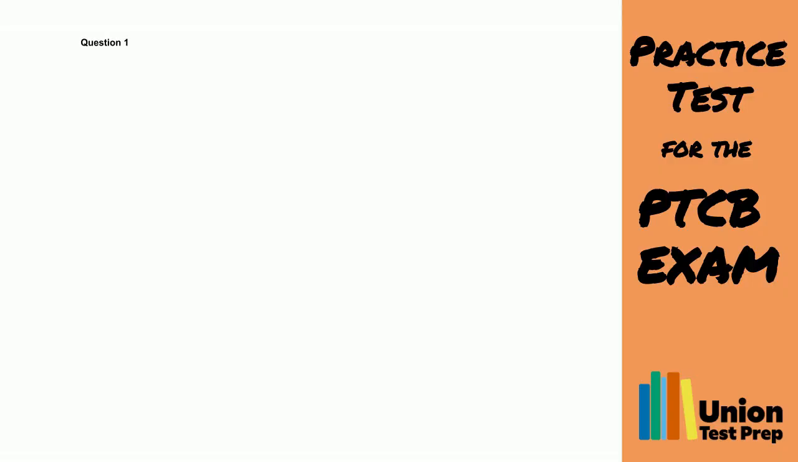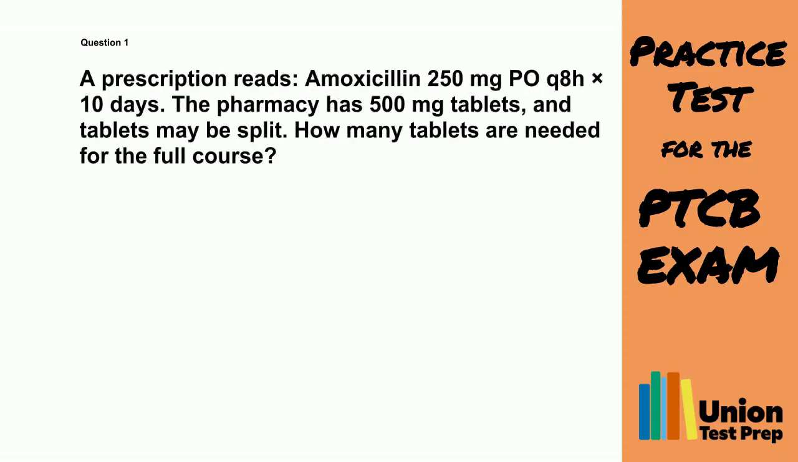Question 1. A prescription reads, amoxicillin 250 milligrams, PO, Q 8 hours times 10 days. The pharmacy has 500 milligram tablets, and tablets may be split. How many tablets are needed for the full course? A. 15. B. 20. C. 30. D. 60.